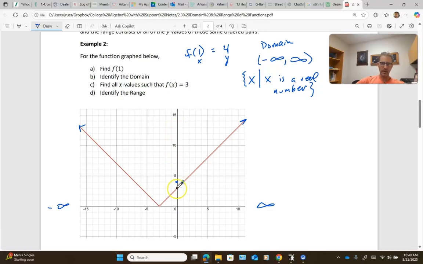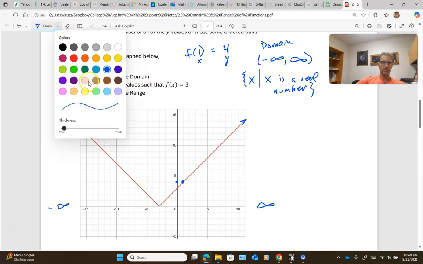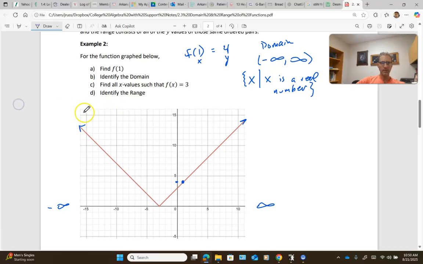Here's 3 on the y-axis. And there's actually a couple points. It'll be this point right here and then this point over here. Okay. So I'm going to highlight those. I'm going to use this color. Okay, so there's actually 2 points. Both of these points have function values or y-coordinates of 3.